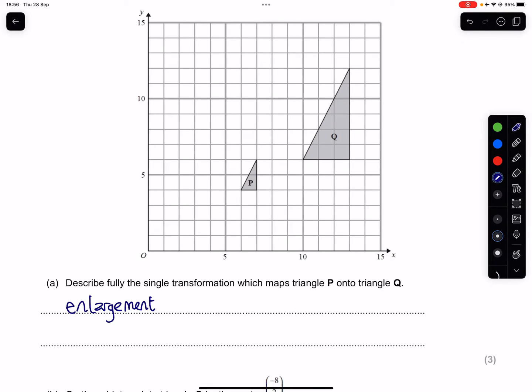Now there's two things that we need to then comment on in order to get the full marks for this. One of them is the scale factor. So in other words, how much times bigger our new shape is compared to the old shape. We can get this just by counting the squares or counting the length of one of the sides. So as I'm highlighting here, shape P has a height of 2 and this shape Q has a height of 6. So our scale factor will be 6 divided by 2, which is 3. So the second mark for this is for stating that we have a scale factor. I say scale factor, but I should really be writing enlargement of scale factor 3.